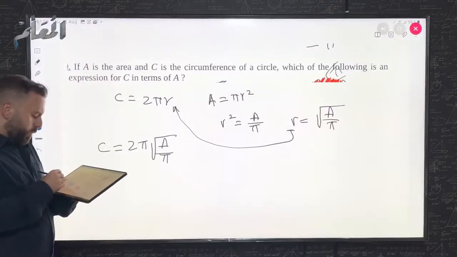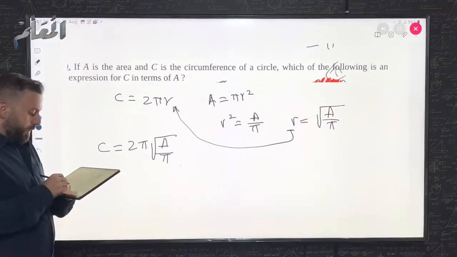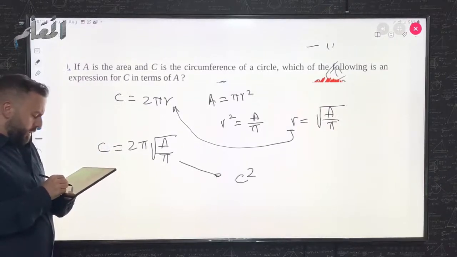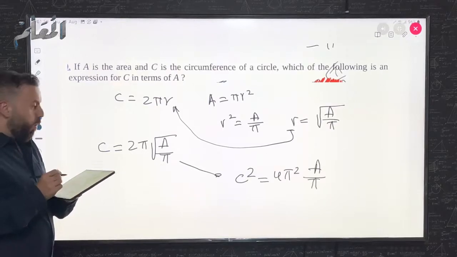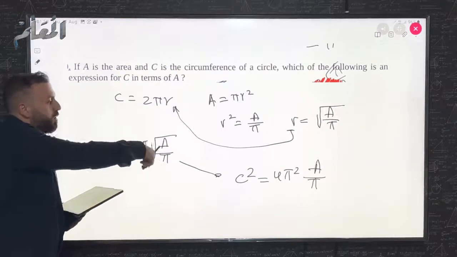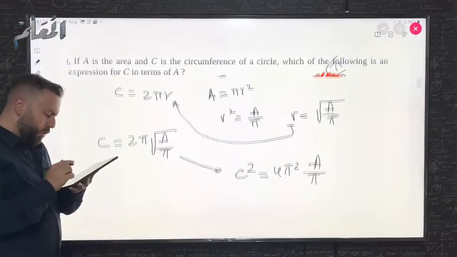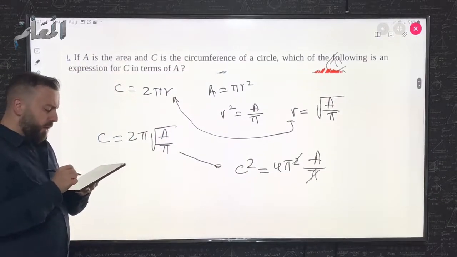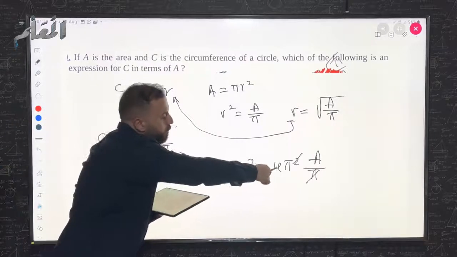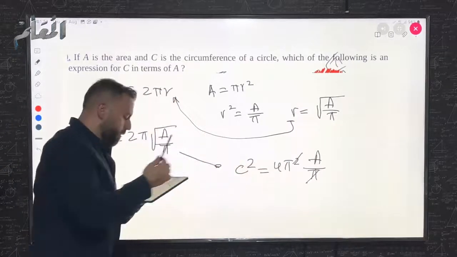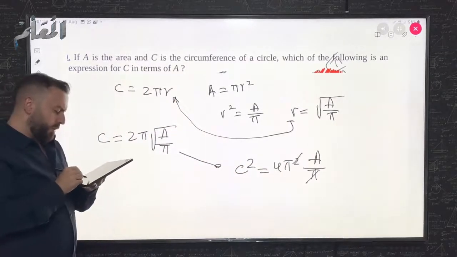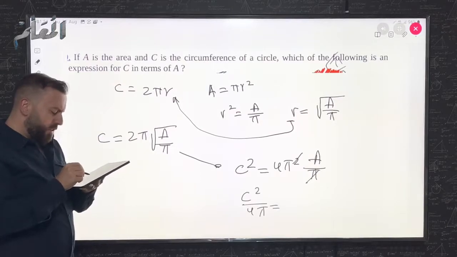I can square both sides. In this case, check, C squared is equal to 4 pi squared times A over pi. Why? I just squared each side to remove the square root. So in this case, that's the solution. Of course, the square goes with the pi here. Fine, so for pi, A, C squared. After that, C squared all over 4 pi is equal to A.